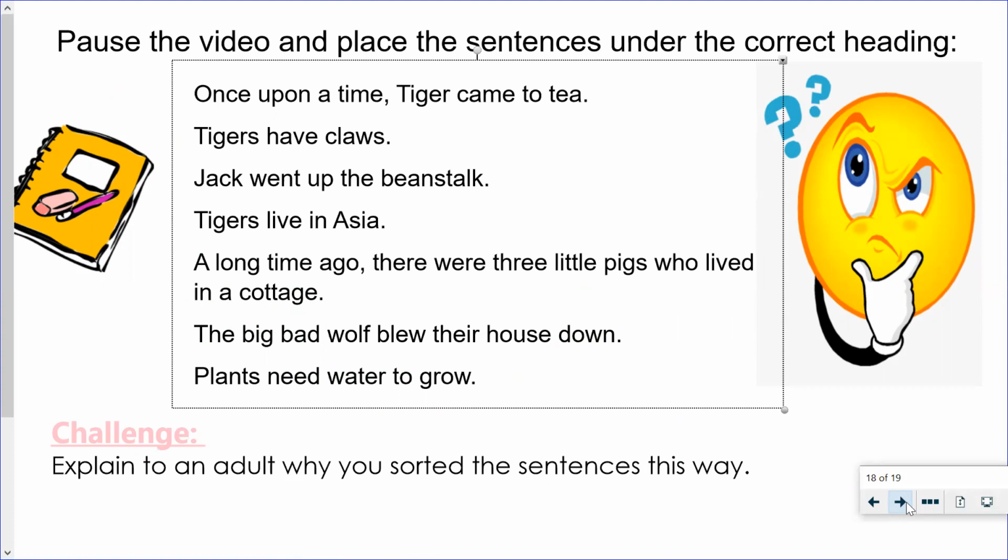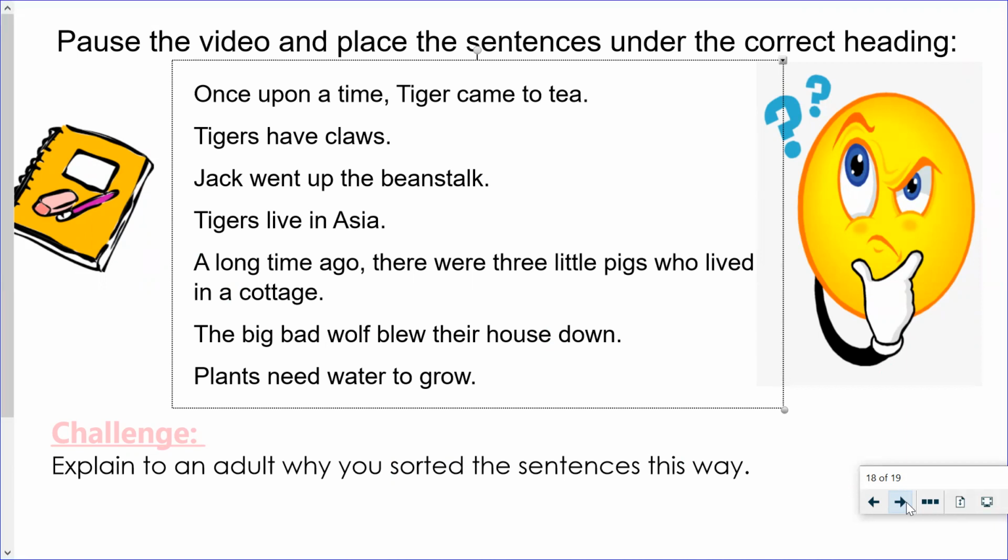So you have: Once upon a time, a tiger came to tea. Tigers have claws. Jack went up the beanstalk. Tigers live in Asia. A long time ago, there were 3 little pigs who lived in a cottage. The big bad wolf blew their house down. Plants need water to grow.